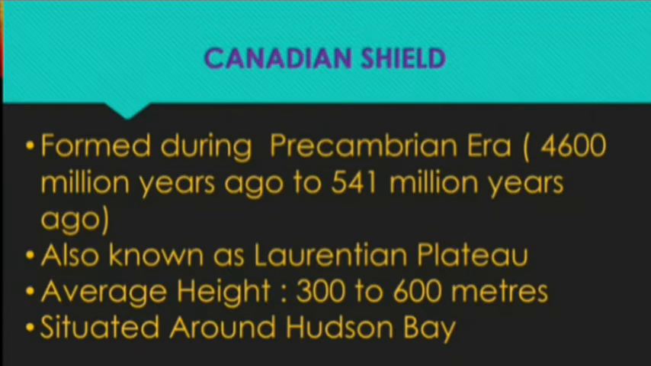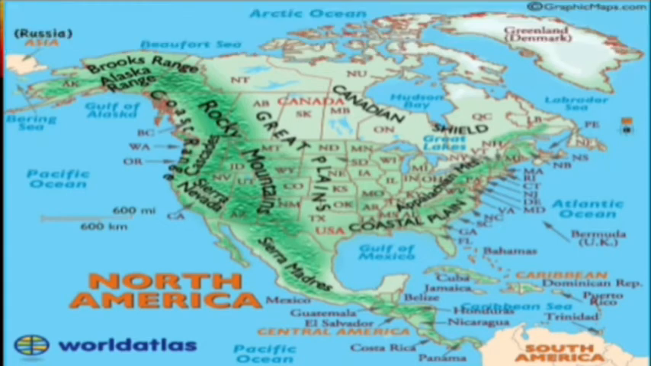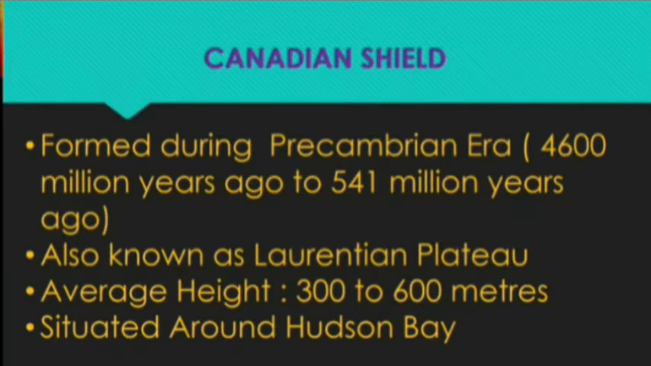This plateau, the Canadian Shield, is also known as Laurentian Plateau, and a major portion of Canada is Canadian Shield. Only a little portion is other physical features. Some parts of Canadian Shield are also in the United States of America. We'll discuss it in detail when we study all the countries particularly. As I told you, it is also known as Laurentian Plateau, and the average height of this plateau is 300 to 600 meters, and it is situated around Hudson Bay.